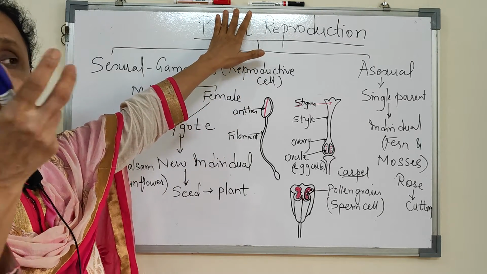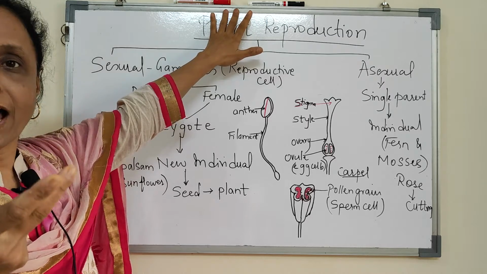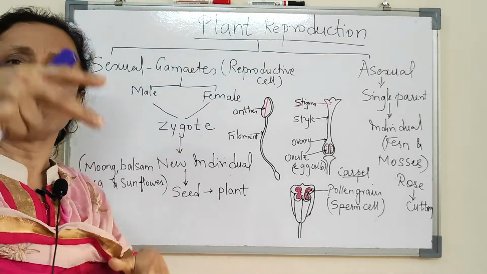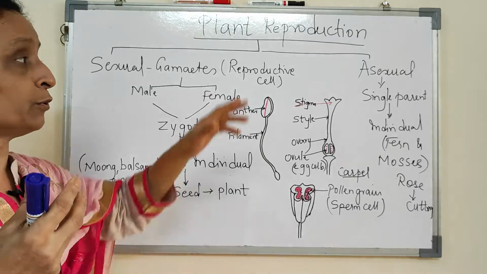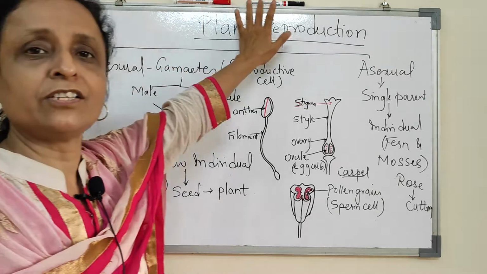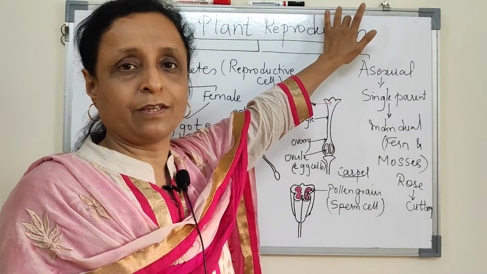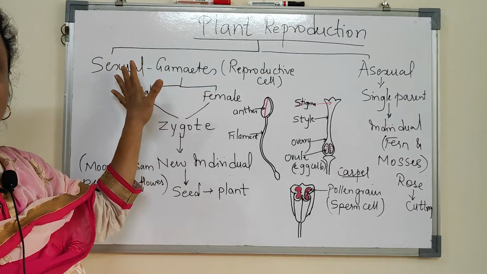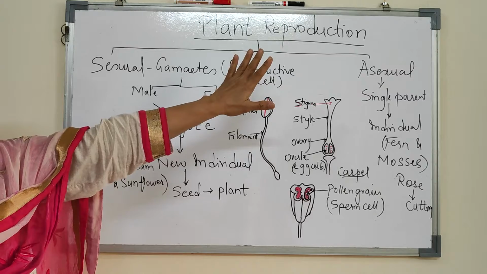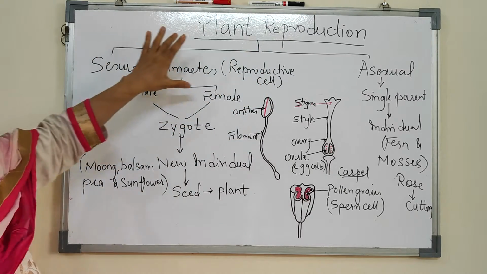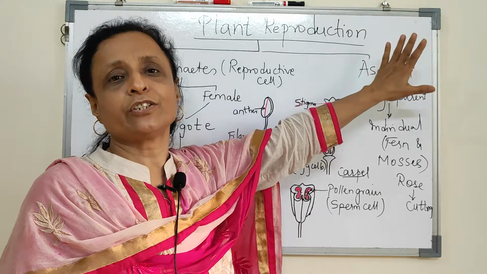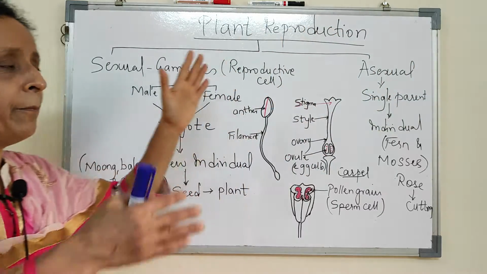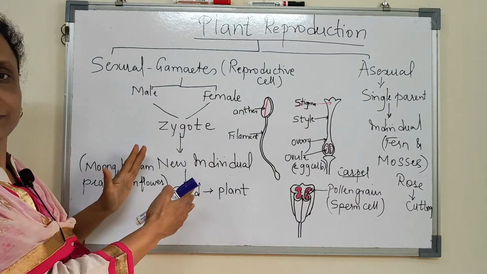We eat banana, we eat mango, and even our forefathers have been eating those fruits. Why? Because even the plants reproduce. So what type of reproduction do the plants carry out? There are two types of reproduction: sexual reproduction and asexual reproduction. So what happens in this process?